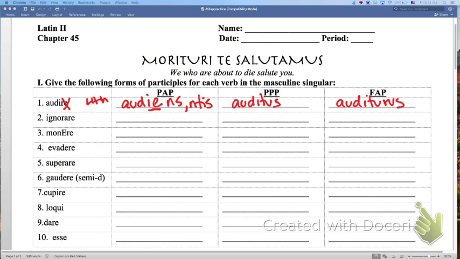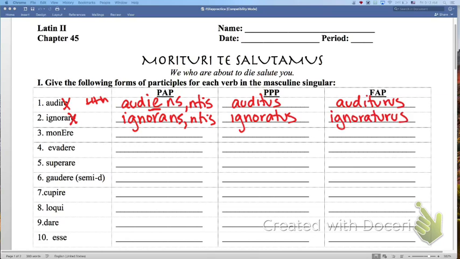Okay, so what am I going to do? Do not add endings, chop off the RE. So I'm going to take the RE off right here, right? Yes. And I'm going to say ignorantis, right? Then I ask myself, what's the fourth principal part of ignorare? Ignoratus. Okay, and then I just add URUS. Yeah, ignoraturus. Yep.